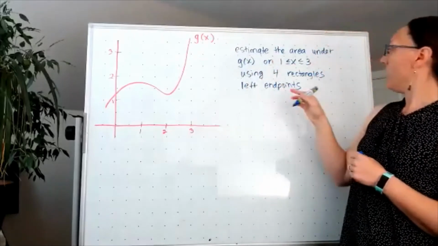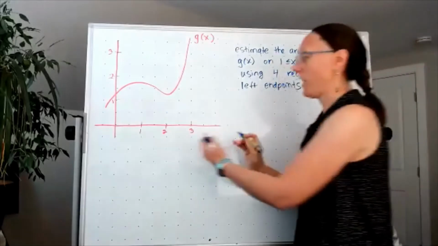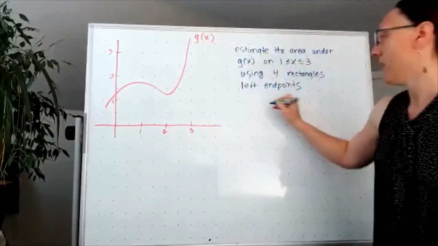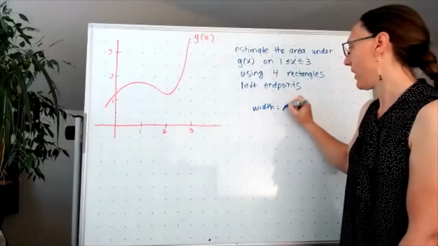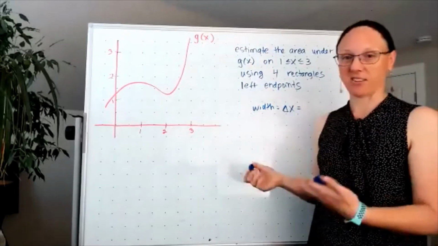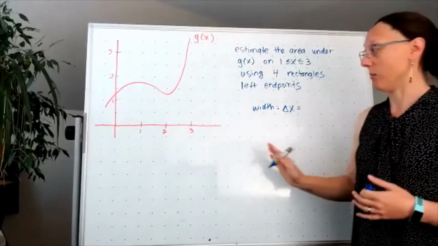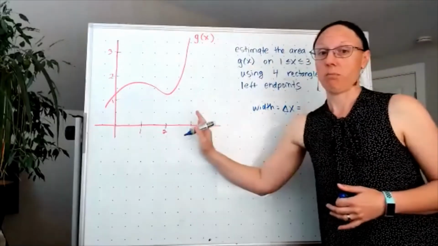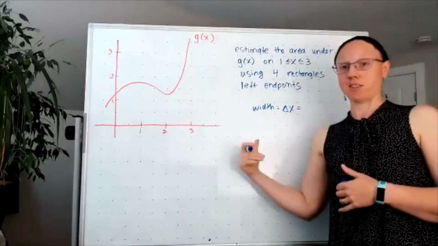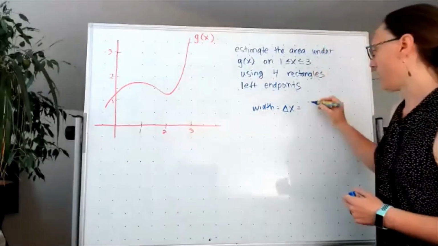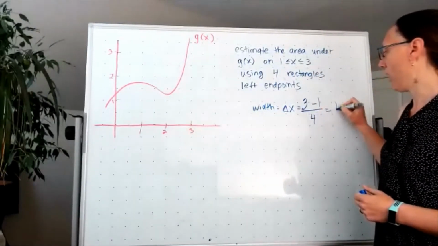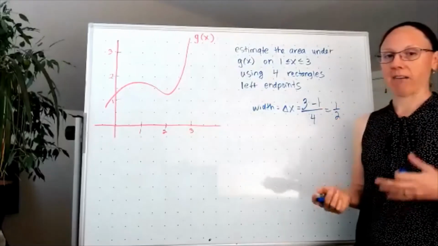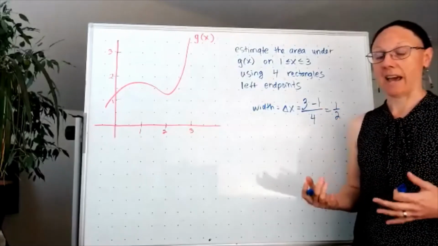So first of all, if I'm going to use 4 rectangles and I'm going from 1 to 3, then I know that the width of my rectangles, I usually call that delta x, is going to be b minus a, meaning the farthest to the right point minus the farthest to the left point. So 3 minus 1 all over 4. So that's going to be 1/2. So the width of each of my rectangles is 1/2.